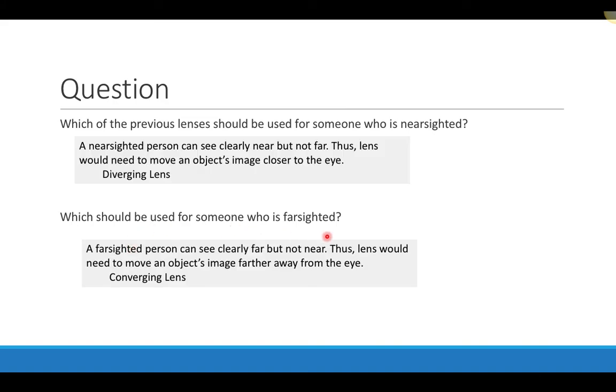A person who is farsighted can see clearly far but not near. They would need a lens that could move an object's image further away so that they can see it, because they can see far. So they're going to need to use a converging lens, which was the third case of the converging lenses that we saw.